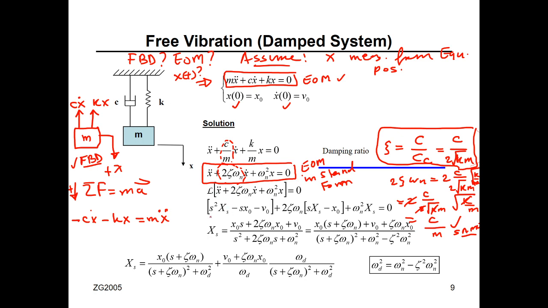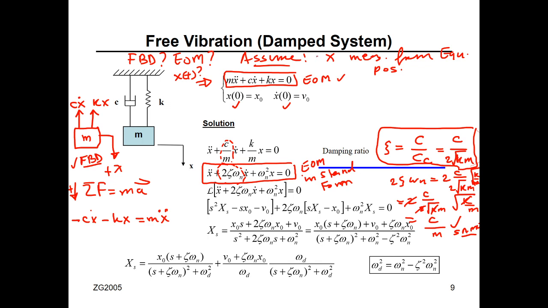Now solve it: take the Laplace transform, solve for X(s), partial fraction expansion. Now remember, when we have a quadratic equation in the denominator, as in chapter 2, what you're going to do next is check your roots. Either you will have 2 real roots, or 2 identical real roots, or 2 complex conjugates.